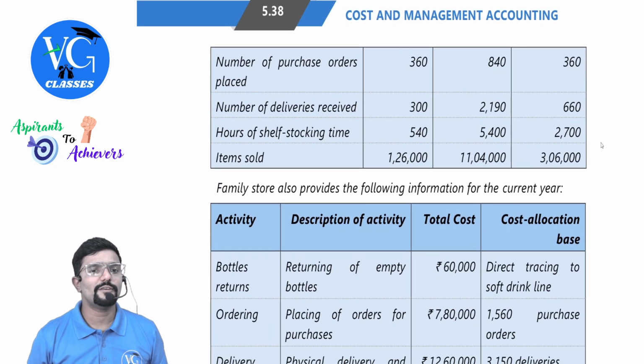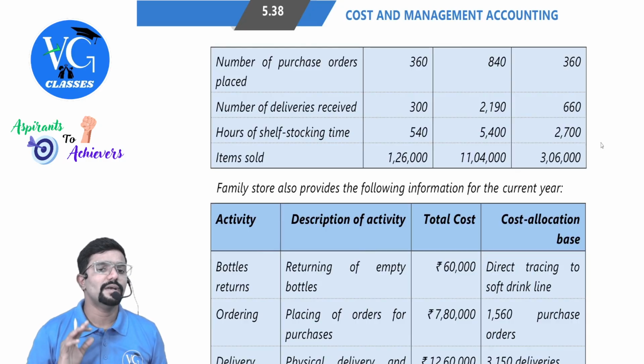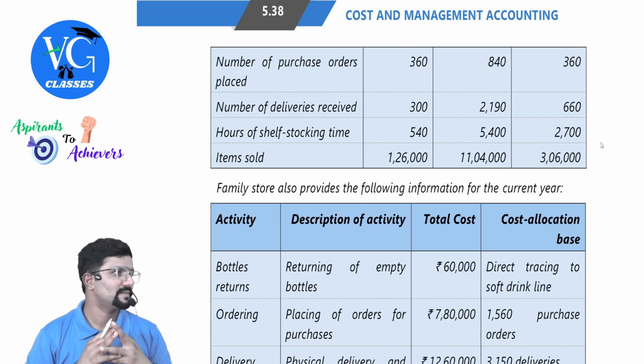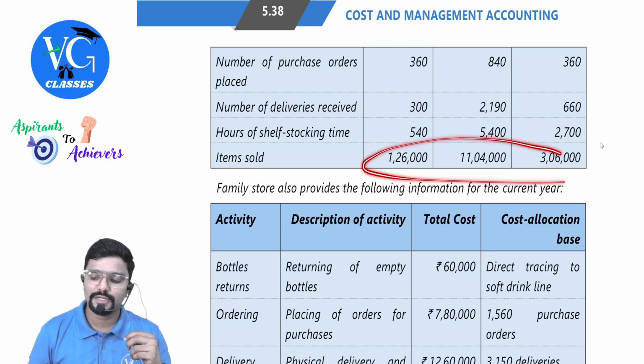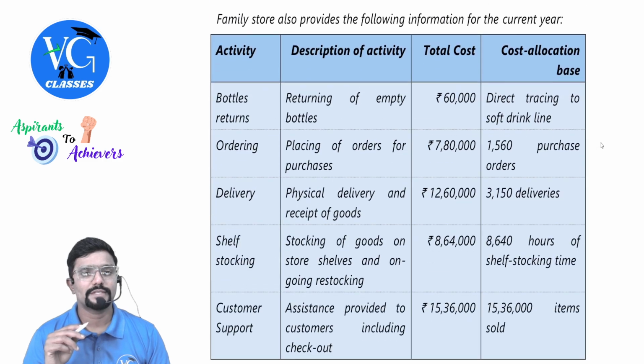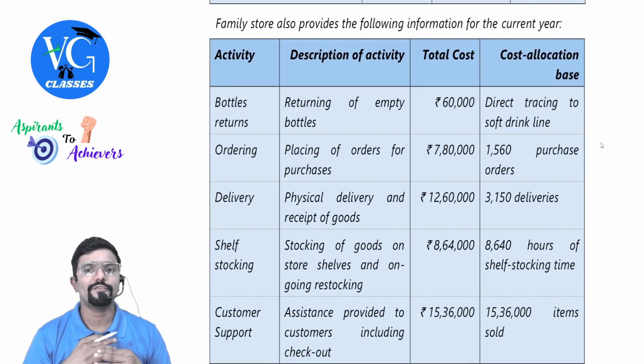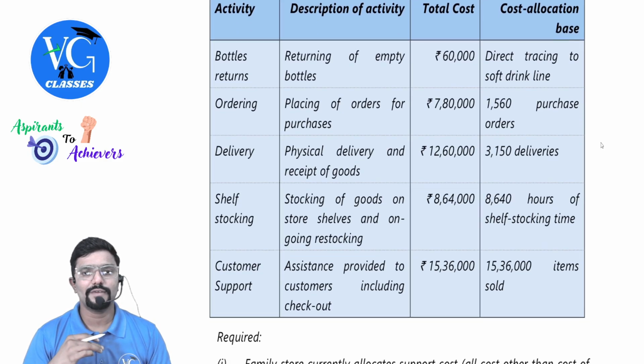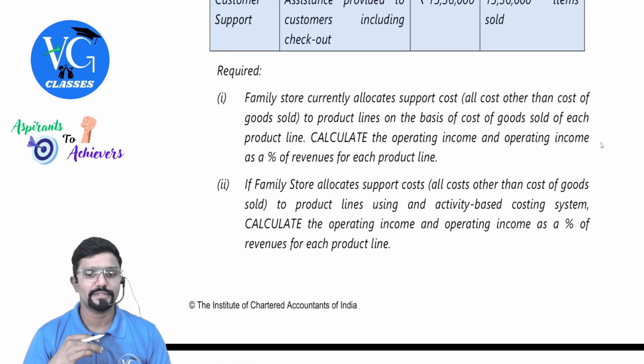Next, number of purchase orders, number of deliveries received, hours of shelf stocking time, items sold. So all this might be your drivers. Yeah, items sold is also given. Take it. Next, family store also provides the following information for the current year: activities, description of activity, total cost, allocation base.